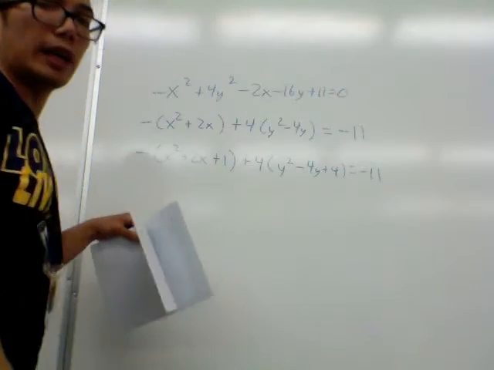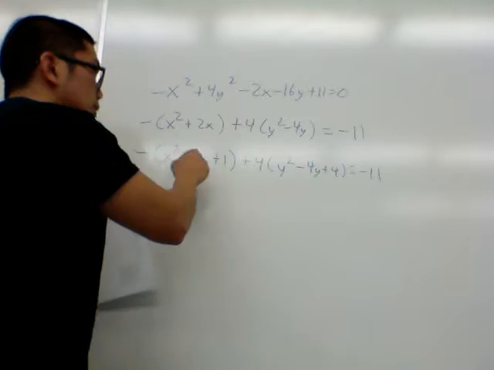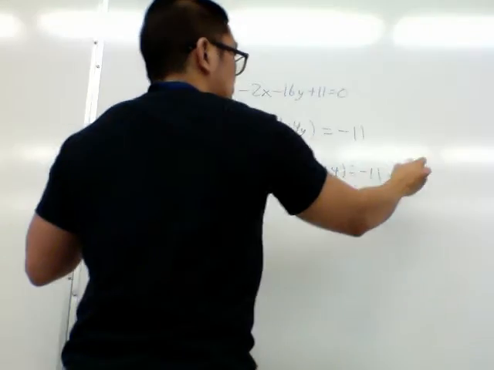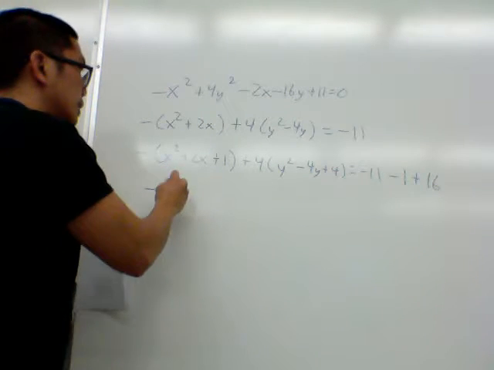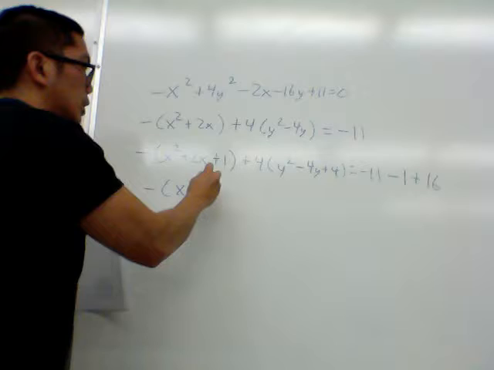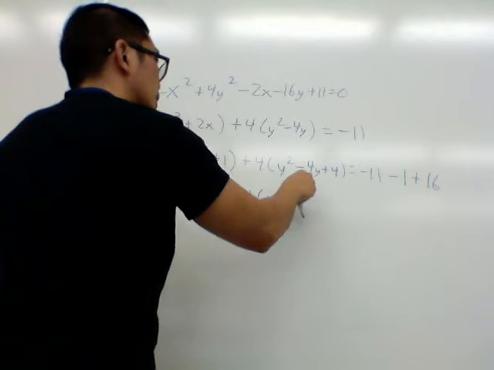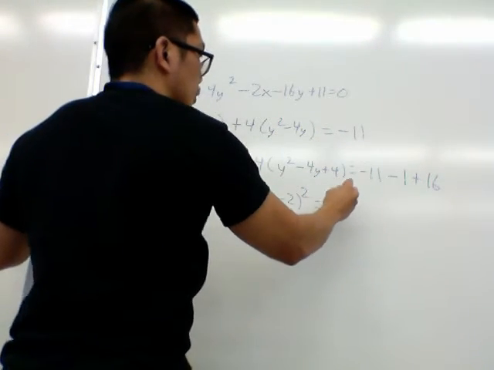Be careful of what I add on the right side. Negative 1 times 1, I add a negative 1. And 4 times 4 is a plus 16. Okay? So this becomes negative (x plus 1) squared plus 4(y minus 2) squared is equal to 4.